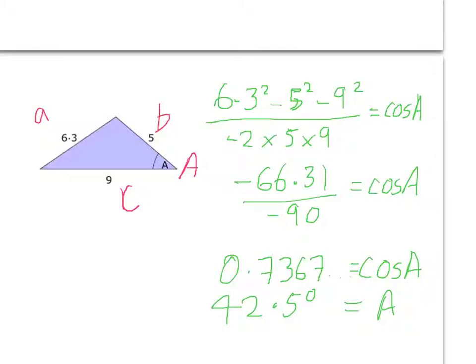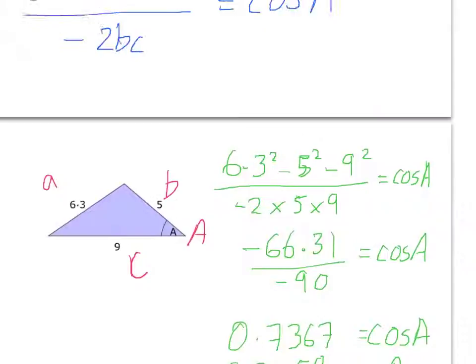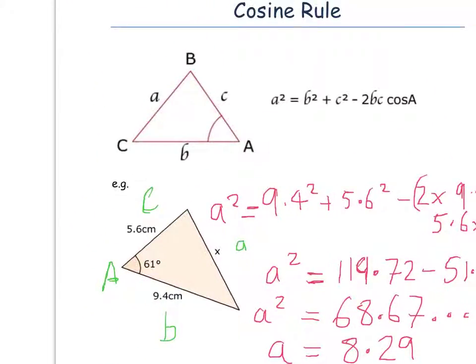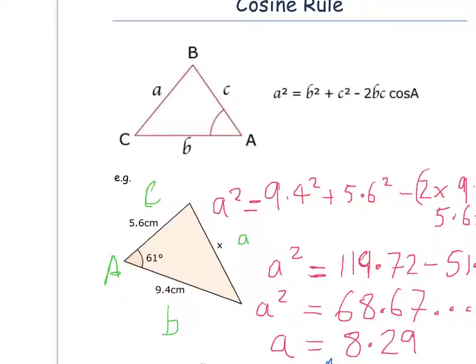42.5 degrees. So as I said, the cosine rule was done at GCSE, but you now need to remember it. And remember, the easiest way to remember using it is if you've got a side angle side.